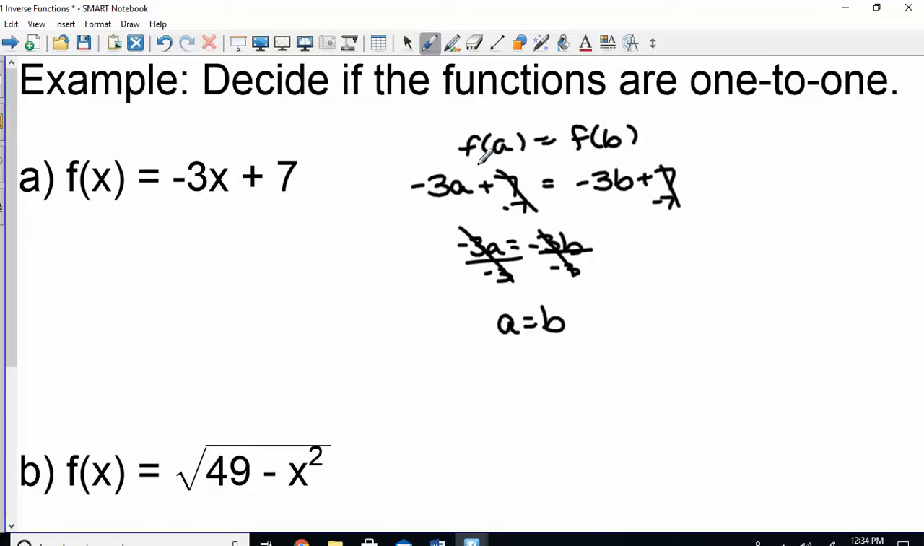So what we just saw is the only way we hit the same y value twice is if A and B are the same number. So if you work it out and you get A equals B, that means it is one-to-one.